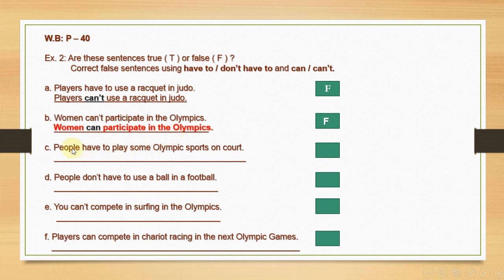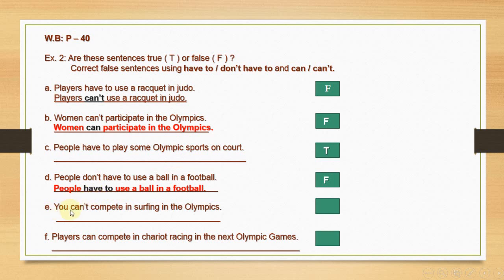C. People have to play some Olympic sports on court, like the courts for tennis and basketball. That is true. D. People don't have to use a ball in football. What do you think? Oh, of course not. So it's false. They have to. Without a football, you can't practice it.